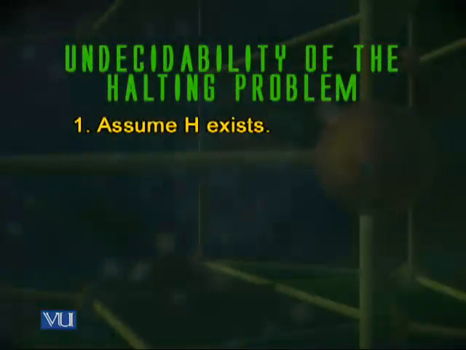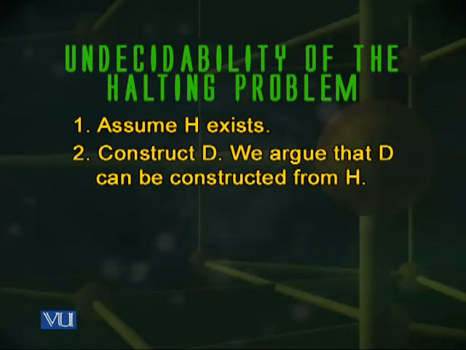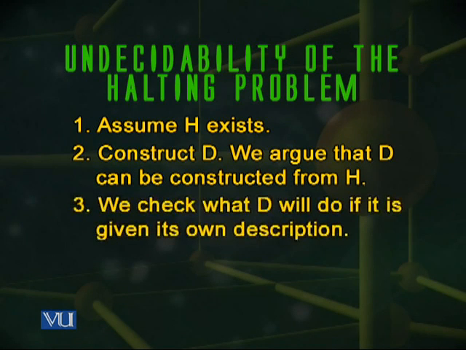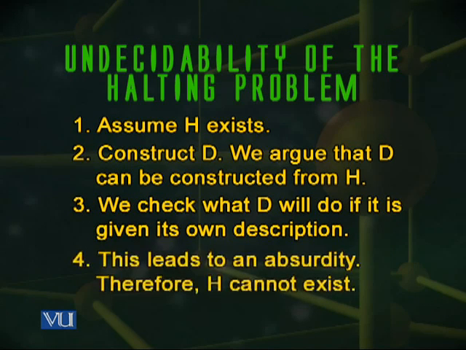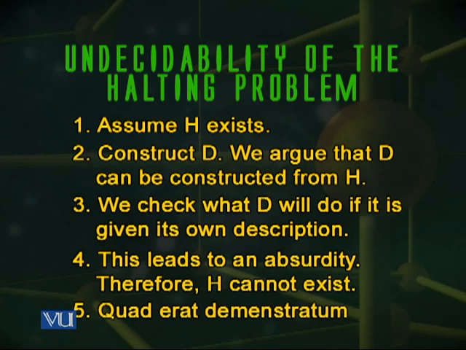Let's review this proof once again. Assume that H exists, construct D. We argue that D can be constructed from H. We then check what D will do if it's given its own description. This leads us to an absurdity, therefore H cannot exist. Here, now I can say quod erat demonstrandum, which is what we usually do when we end a proof, because we have shown what we were after, that the halting problem is undecidable.